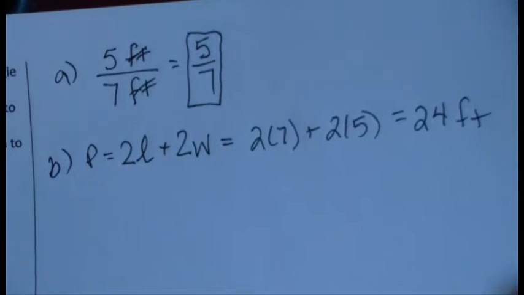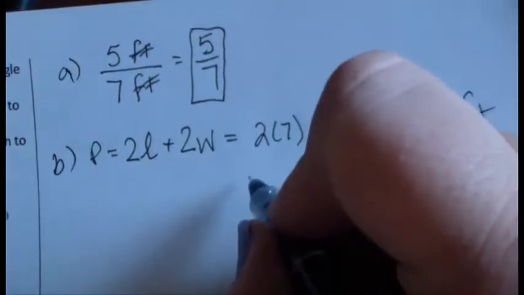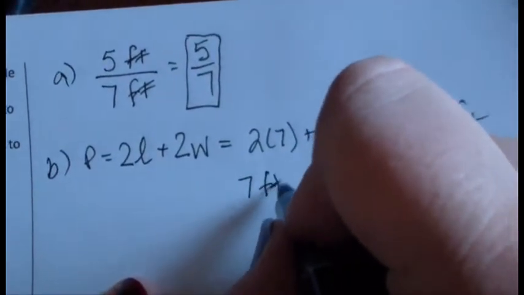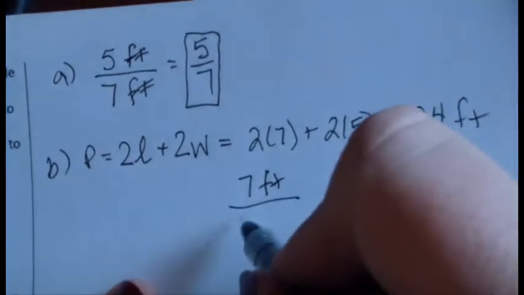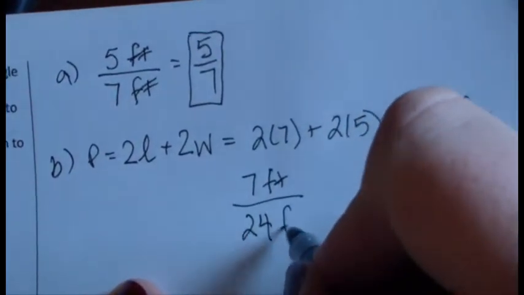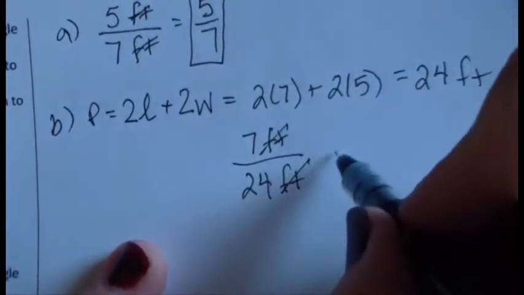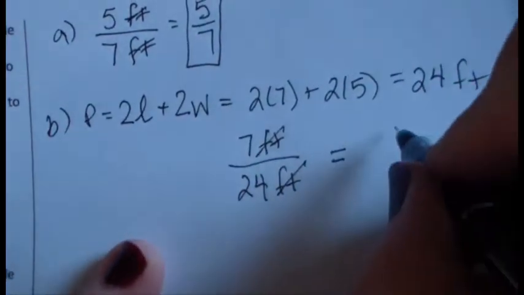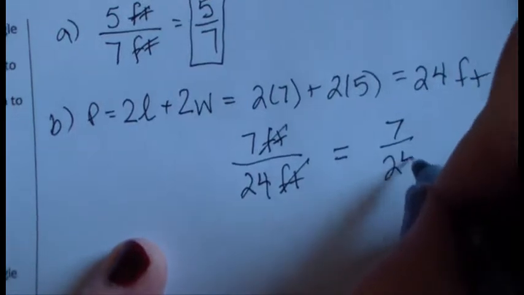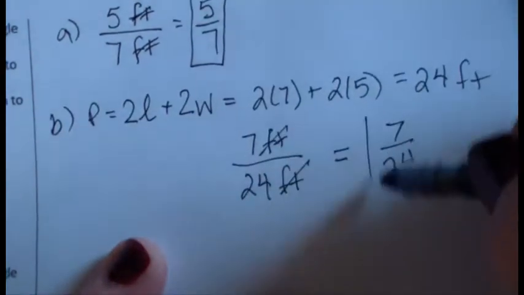So the ratio of the length, which is 7 feet, to the perimeter, which was 24 feet. Now again, feet over feet divide out, and you're left with 7 over 24 for your ratio.